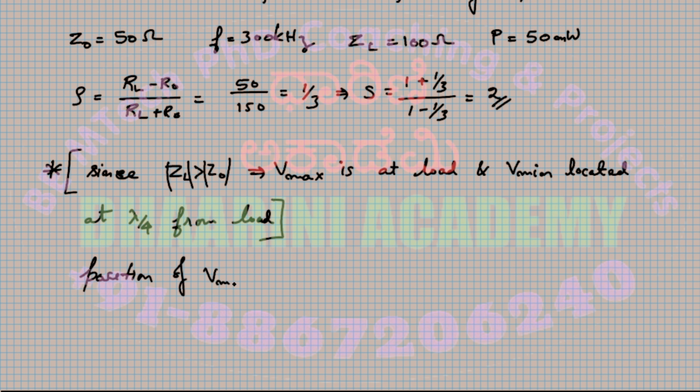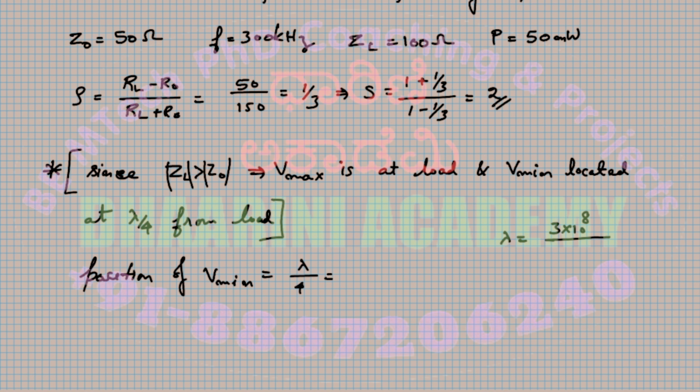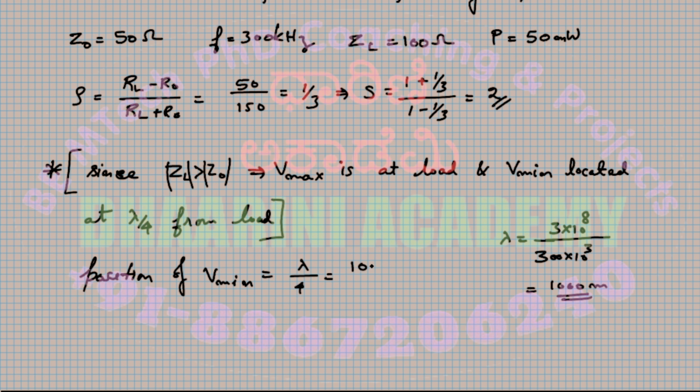So the position of Vmin is lambda by 4, right? Do we have lambda now with us? No, I don't have it. So let's calculate. Lambda is equal to C by F, so 3 into 10 to the 8 divided by F, which is 300 kilohertz, so 300 into 10 to the 3. That is 1000 meters. Lambda is 1000, so lambda by 4 is 1000 by 4, which is 250 meters.